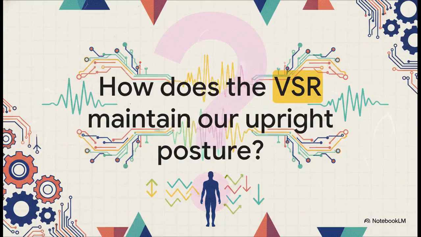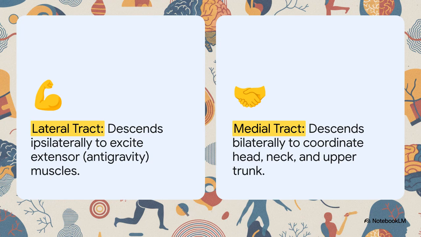Now, that last one, the VSR, is a big one for us in the clinic. It's so fundamental, so let's dig in a bit deeper. How exactly does it work to keep us standing upright against the constant pull of gravity? What's really fascinating here is how the VSR splits up the job. You have the lateral tract, which I want you to think of as our anti-gravity powerhouse. It comes from the lateral vestibular nucleus and travels down on the same side, ipsilaterally, to fire up the big extensor muscles in our trunk and limbs. That's what gives us the raw strength to stand up.